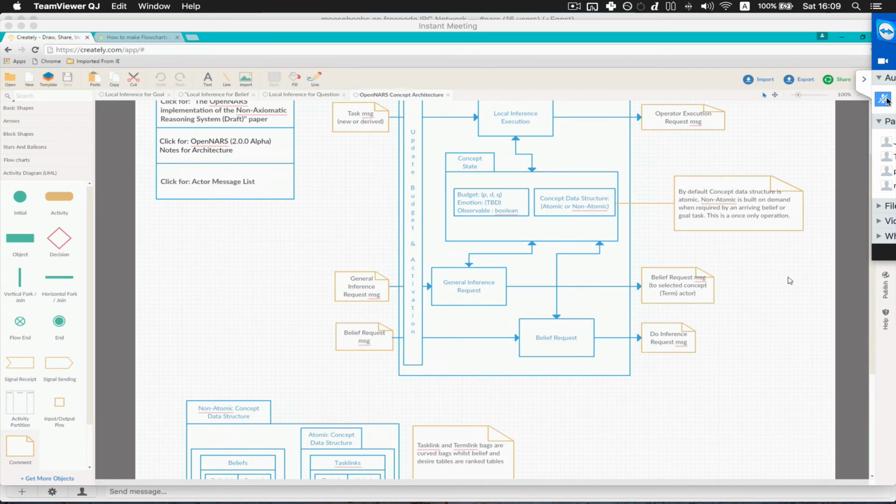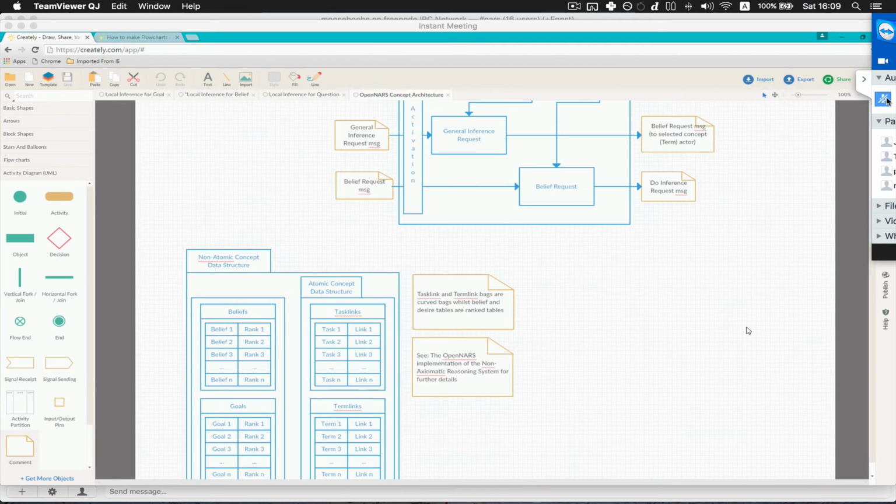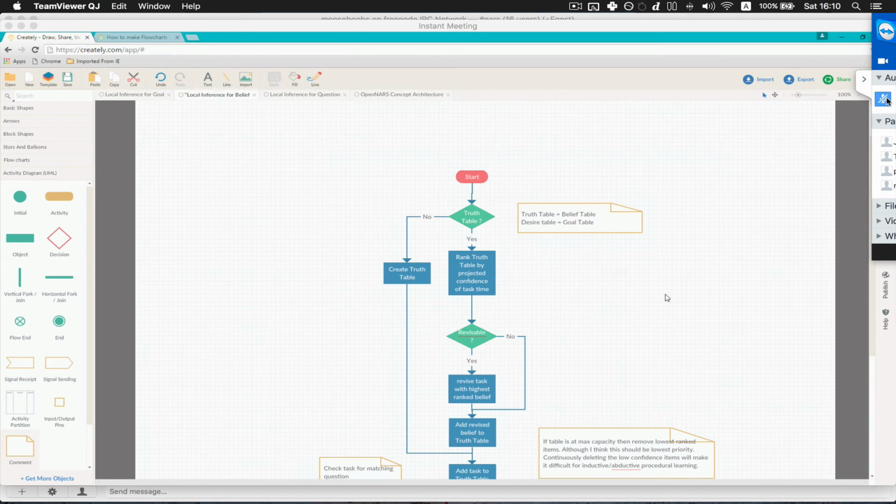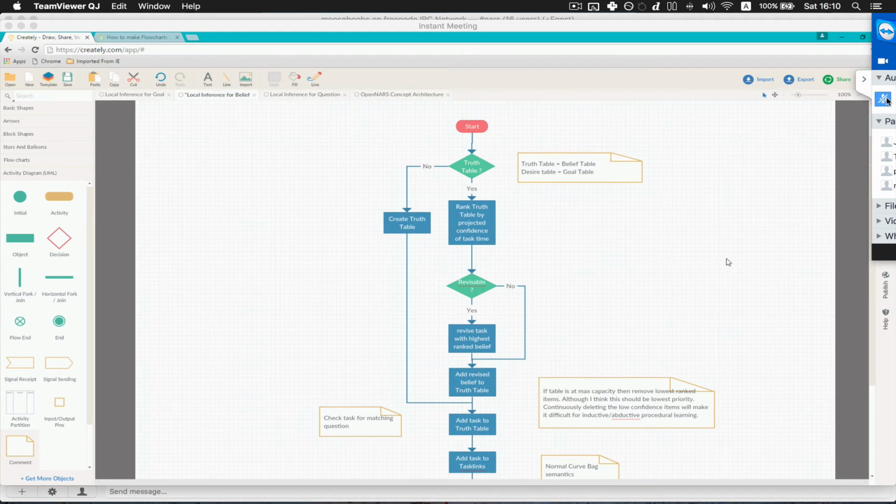So in here, the data structures in here, which this is the bit we're talking about, the concept data structure, where we have this idea of atomic and non-atomic. If it's an atomic concept, it just has task links and term links. If it's non-atomic, it has task links, term links, and beliefs and goals, or desires and truth. Okay, so that's why I'm mentioning that. And the idea is that truth and desire tables are created dynamically on demand. So they don't exist unless you need them.